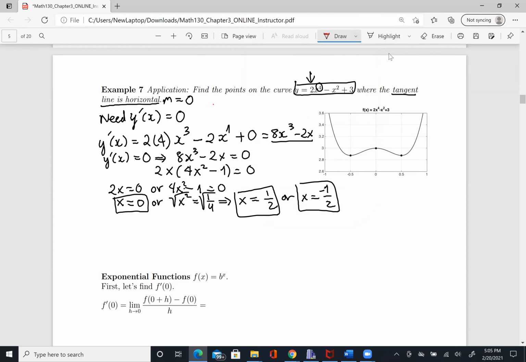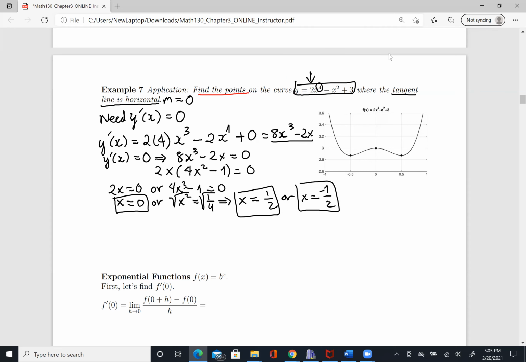We are trying to find the points, right? Find the point on the curve where the tangent line is horizontal. And if you guess from the graph, you're going to say, oh, maybe from this point you're going to have a tangent line. This point also gives you a tangent line, and this point also gives you a tangent line. But how can you get the coordinates? How can you have an ordered pair?